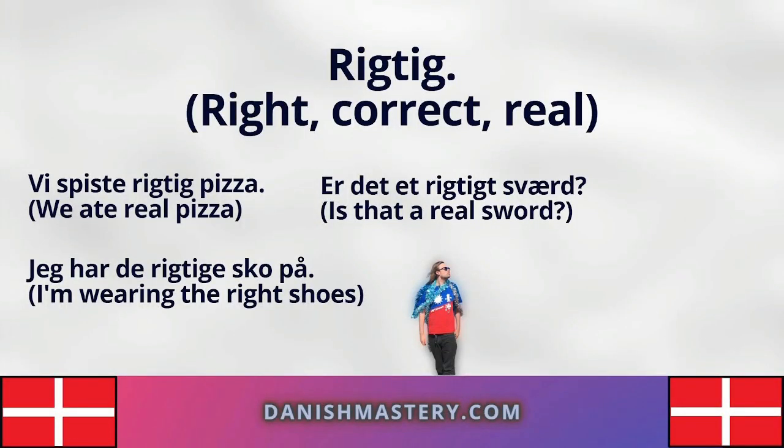Så ja, vi spiste rigtig pizza. We ate real pizza. Okay. Jeg har de rigtige sko på. I'm wearing the right shoes. Er det et rigtigt sværd? Is that a real sword? Very useful. Vi spiste rigtig pizza. Jeg har de rigtige sko på. Er det et rigtigt sværd? Ja, rigtig.